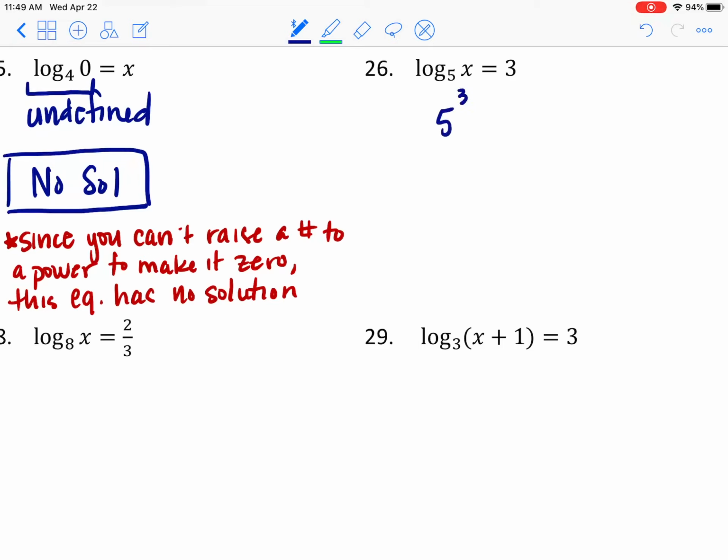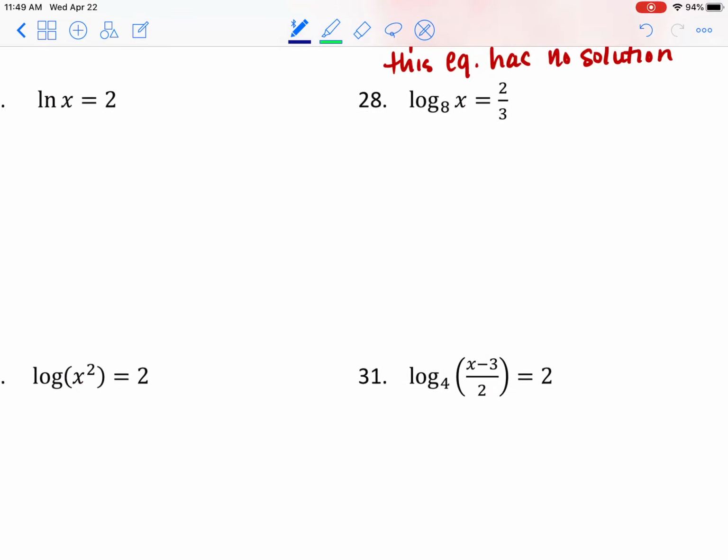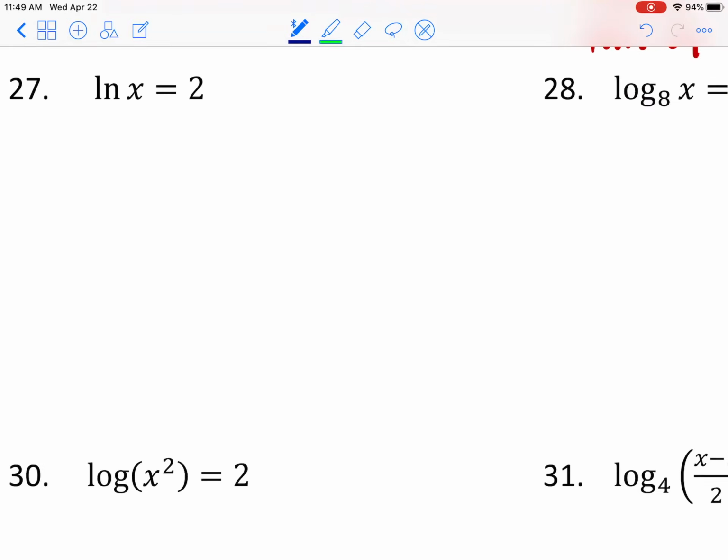Now, if you look at 26, x is not by itself. Can't go straight to the calculator with that one. So in this one, we're going to rewrite this. If I rewrote it, this would be 5 cubed is equal to x. Well, now that it's rewritten, x is solved for. So this is just 5 cubed, which is 125. No big deal. Right? All right, moving right along.